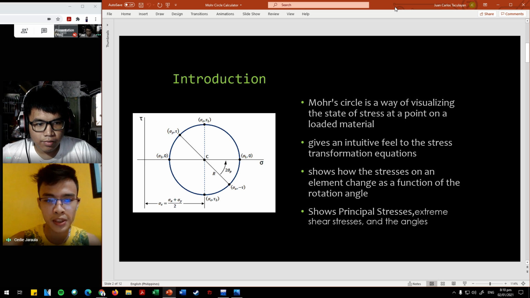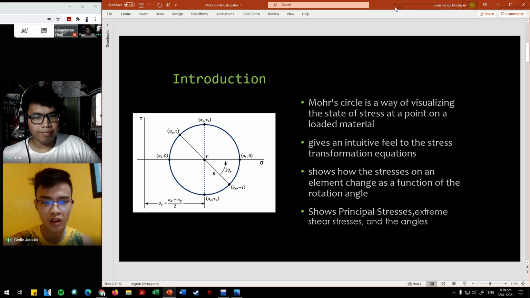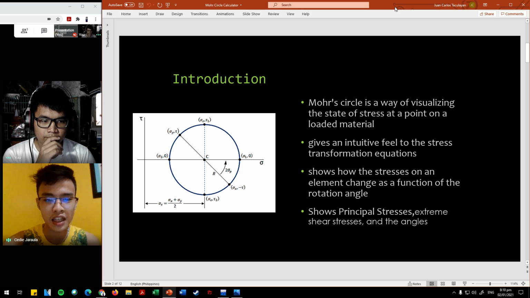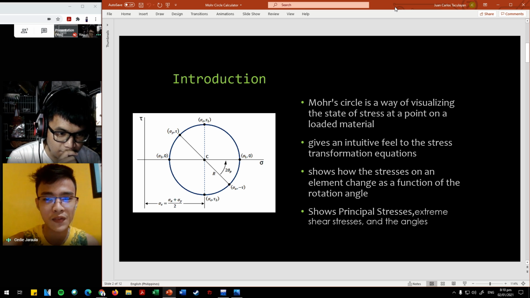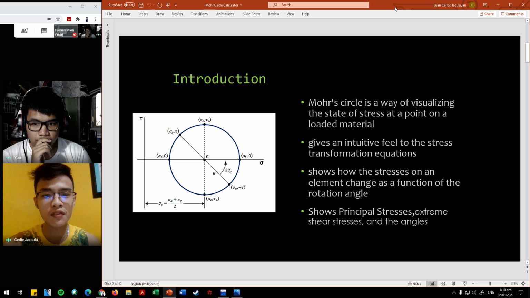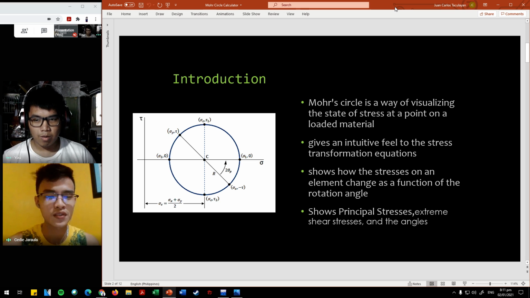It also shows principal stresses, which are the along x and the along y principal stresses, extreme shear stresses, and all the angles. So basically, this figure shown is an actual presentation of a Moore circle, which is very useful for engineering projects. In this program, it will solve all the values needed to plot this kind of circle.